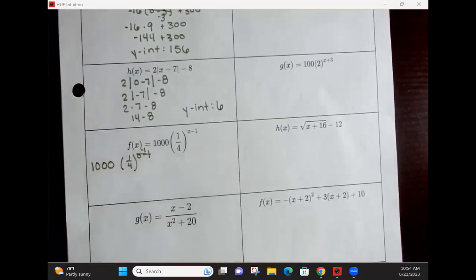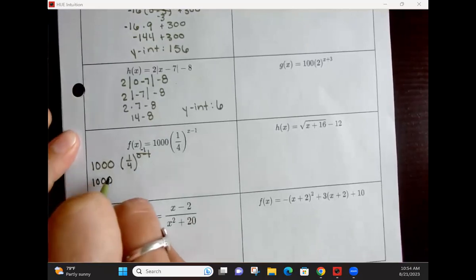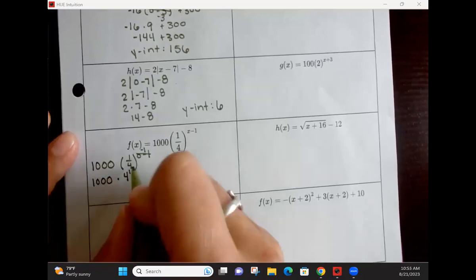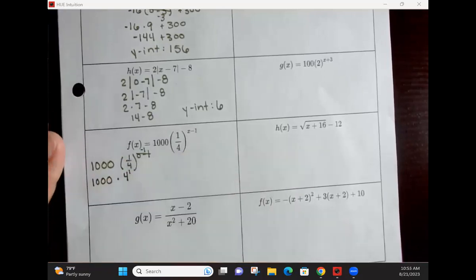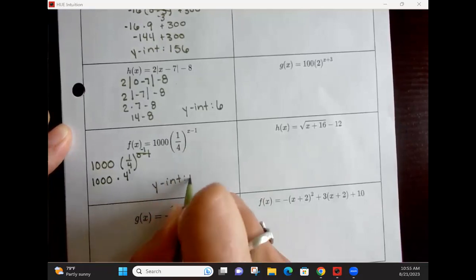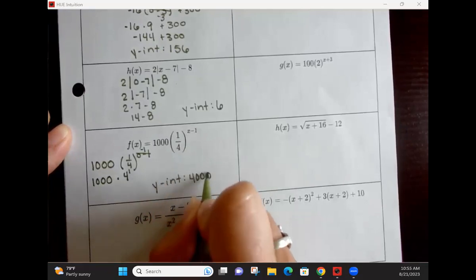We talked about this briefly in our last couple of lessons, but remember that a negative exponent is going to give me the reciprocal. So I would have 1,000 times 4 to the first, right? Reciprocal instead of 1/4. Now I've got 4 to the first. So that's just 1,000 times 4. My y-intercept would be 4,000.